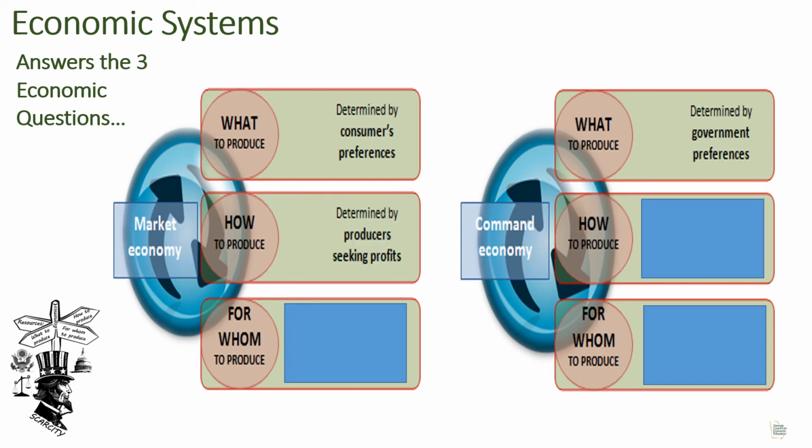In the how to produce, in a market economy, it is determined by producers seeking profits. In other words, they want to make something for the least amount of cost so they can sell it for the highest price and make the largest profits. In a command economy, how to produce something is determined by the government and their employees. Profit is not at all a determinant or really a motive.